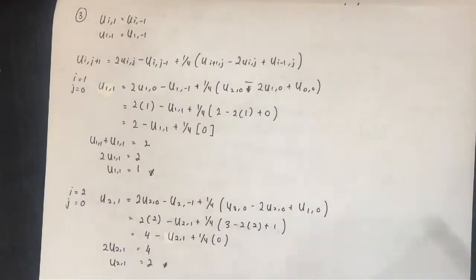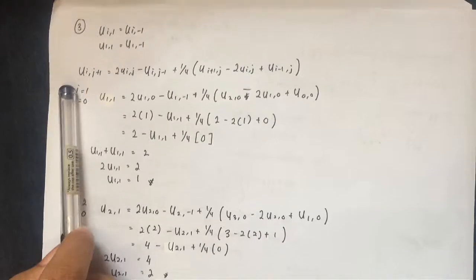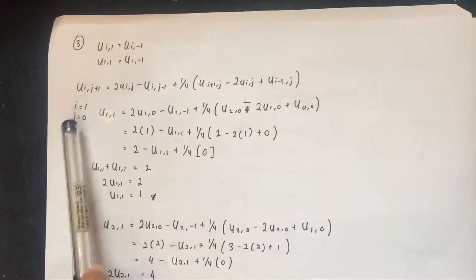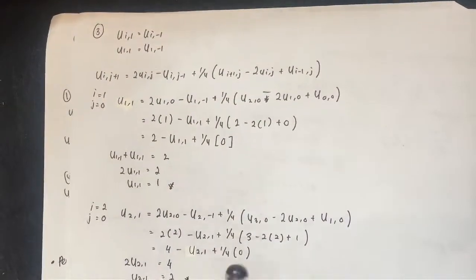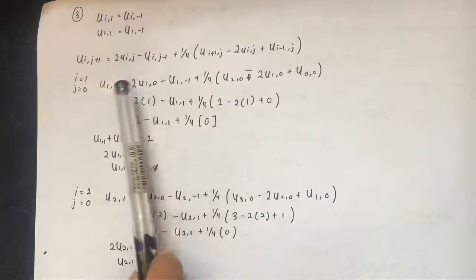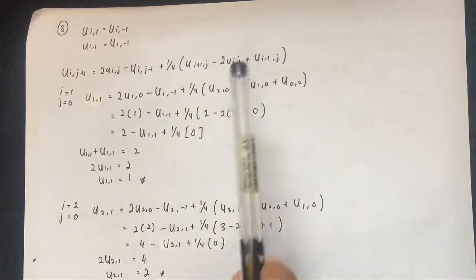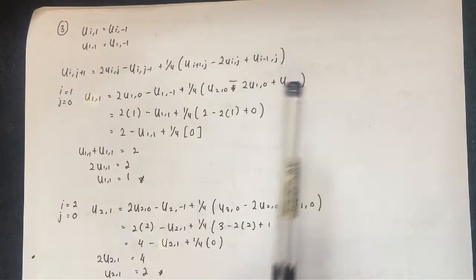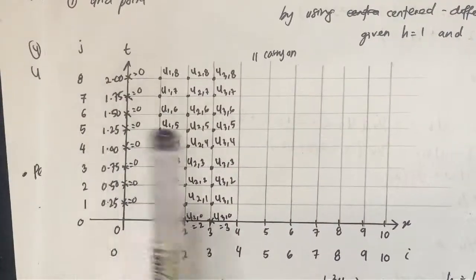So the next part is we have to find u_i,j+1. And then the condition is when i equals 1 and j equals 0. So substitute 1 and 0 into the equation that we already set. So it will be 2u10 minus u1,-1 plus 1 over 4 times u20 minus 2u10 plus u00. So based on this, we can look at the grid point, which is this. So we just substitute the values, and then you can get this.